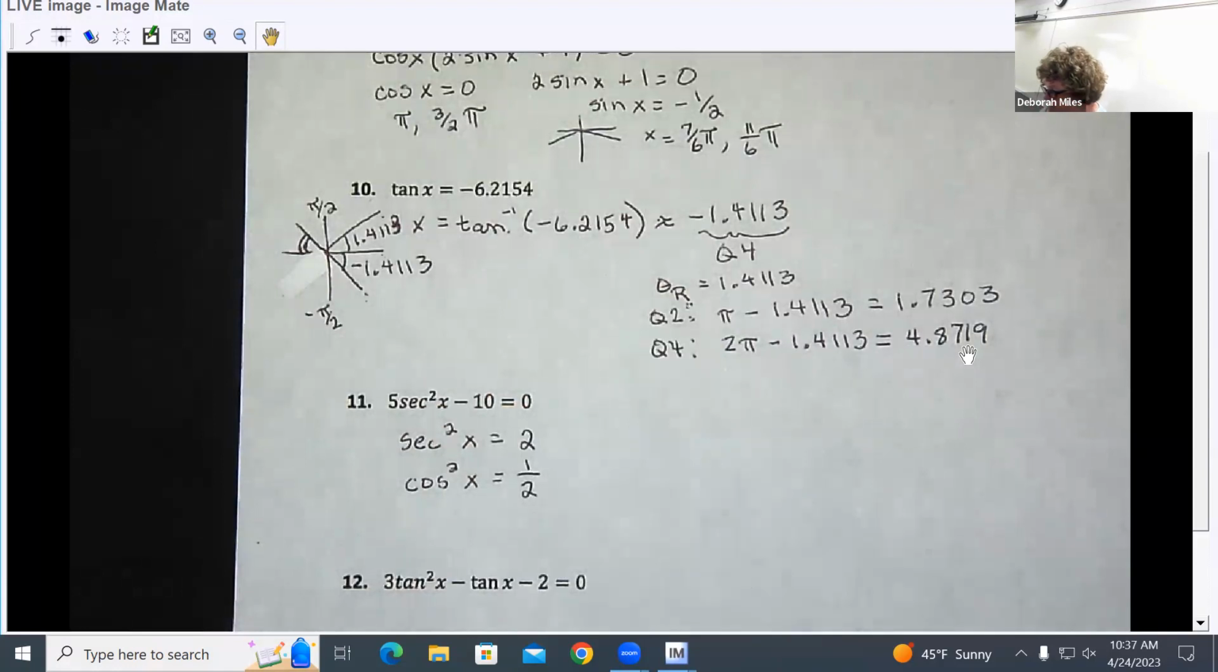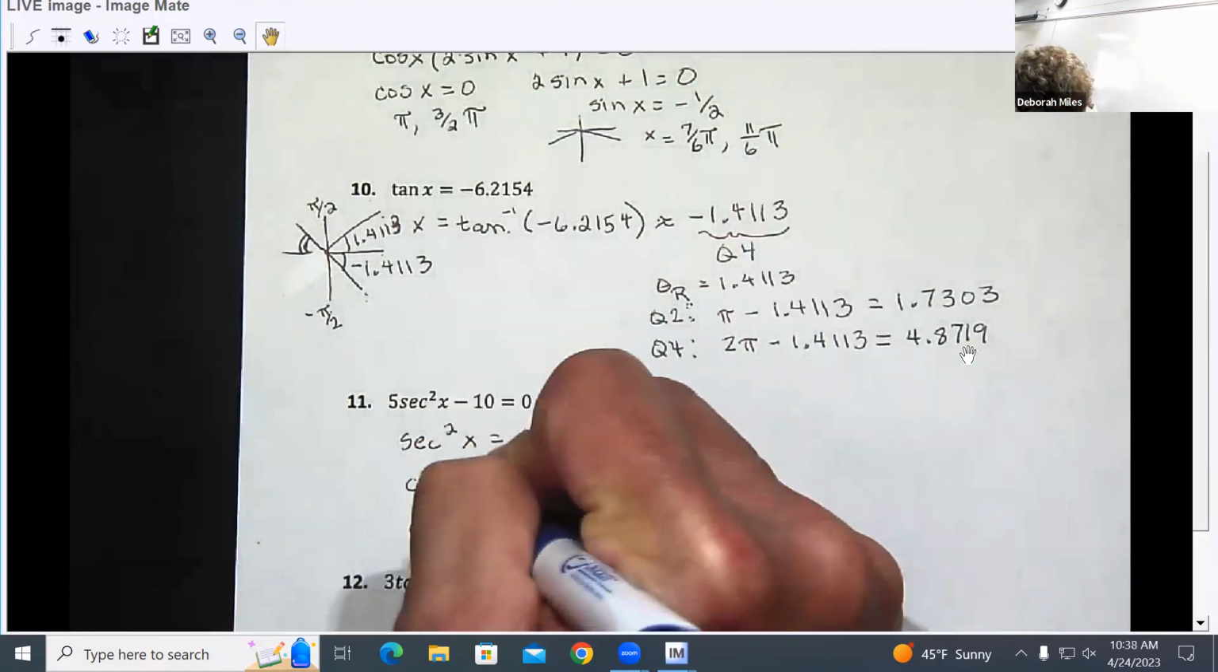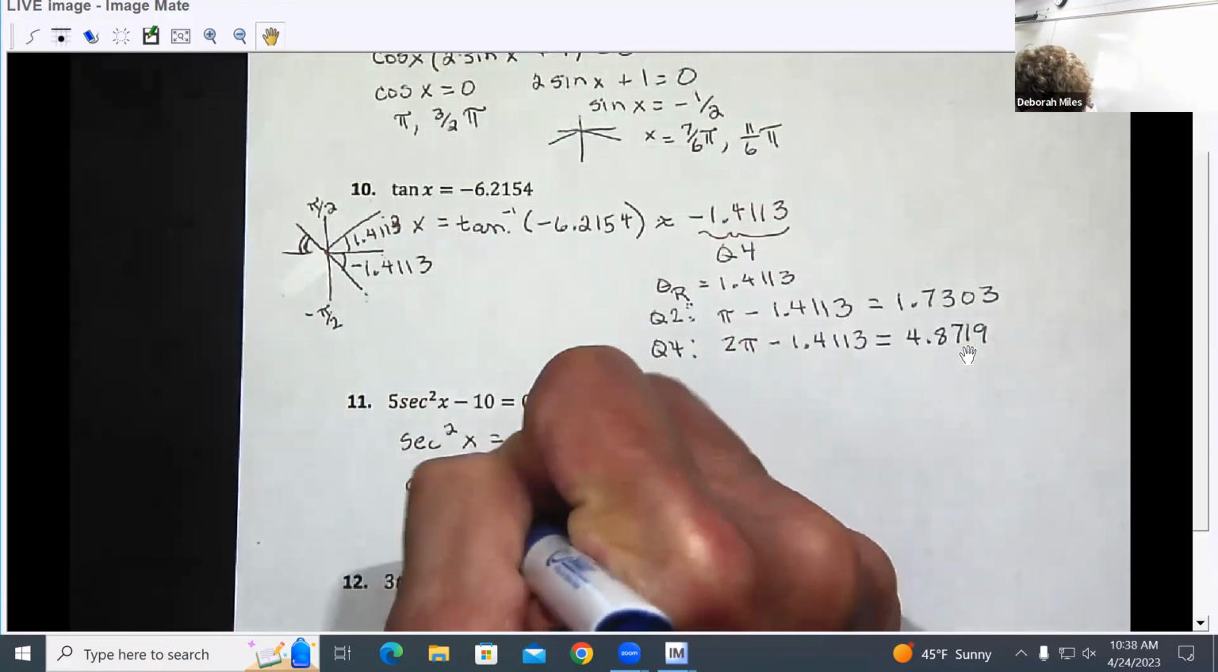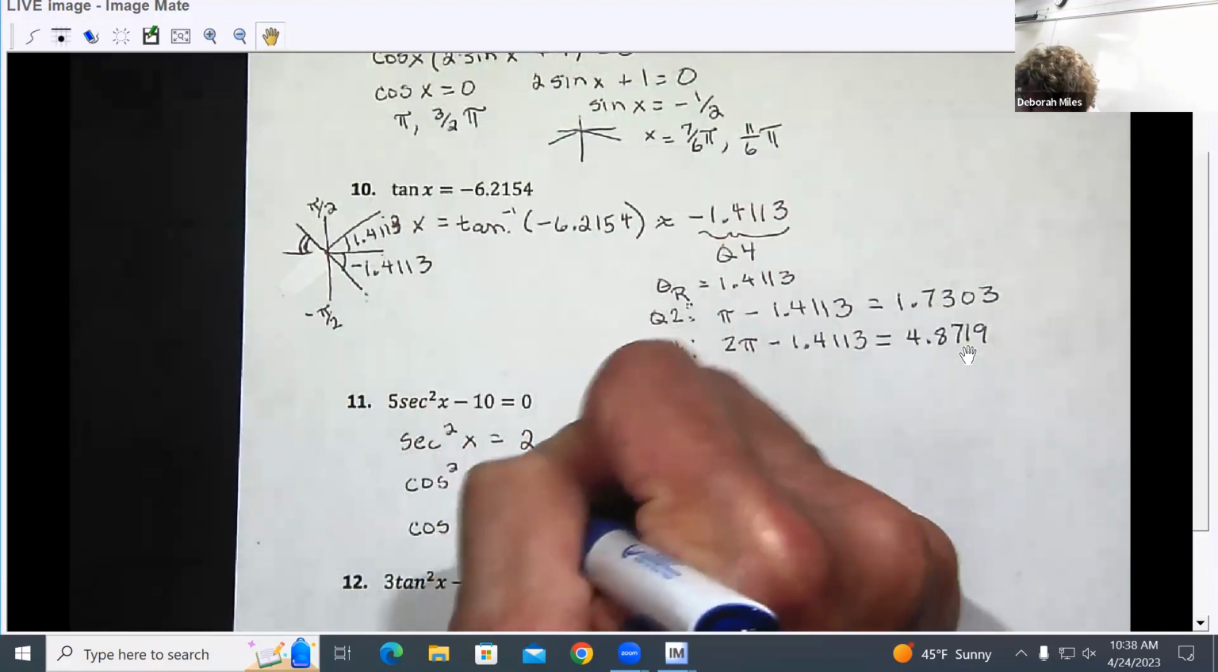That's easier for me to think about because the cosine's just the x coordinate on the unit circle. Now, I need to take the square root of both sides. And when I take the square root of both sides, I forget my plus or minus.